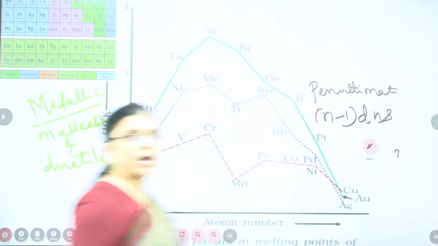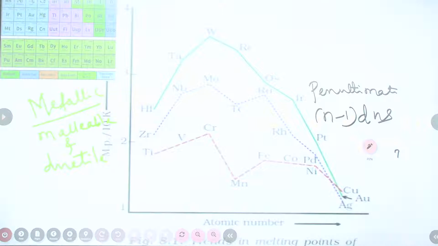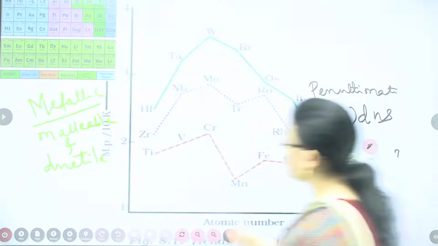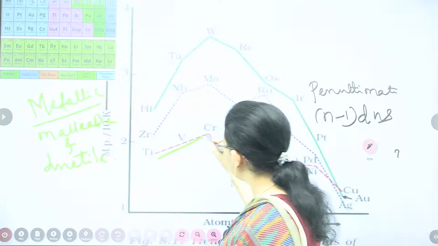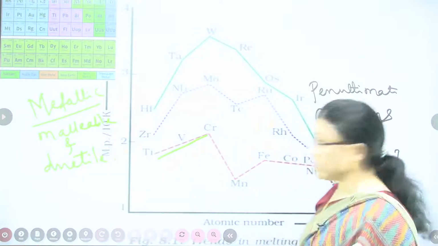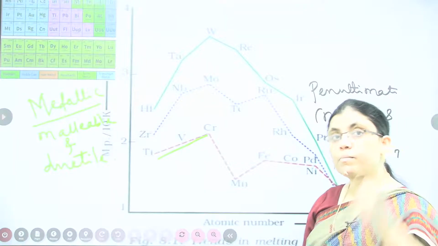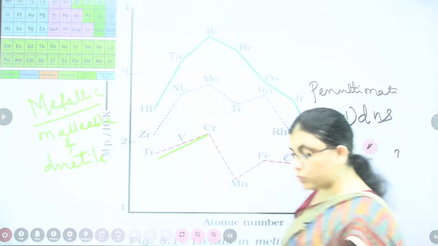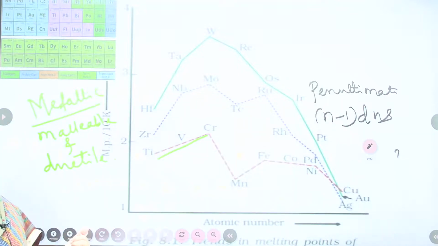They are malleable and ductile, and they have a high melting point. If you observe this graph, you can see that the melting point increases from titanium to chromium. Further, we need not remember the parameter values; we need to remember the variation, from where they increase and from where they decrease. You can observe in the graph that from titanium to chromium there is an increase.